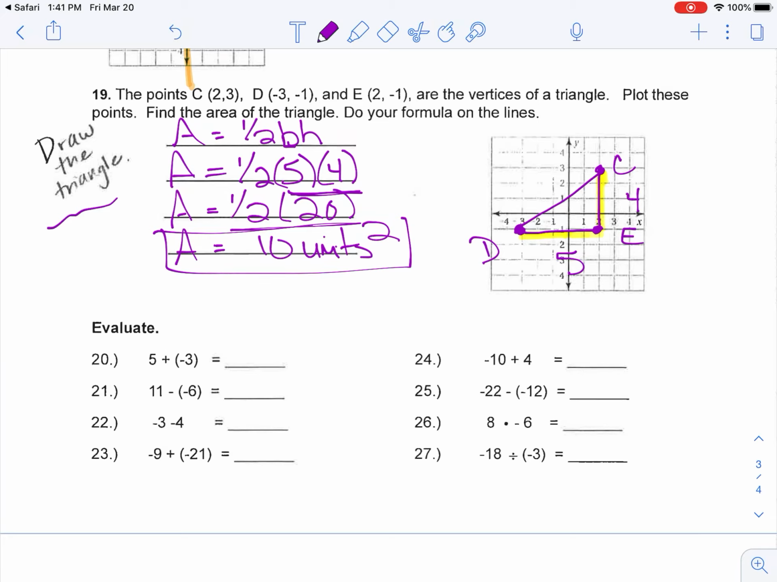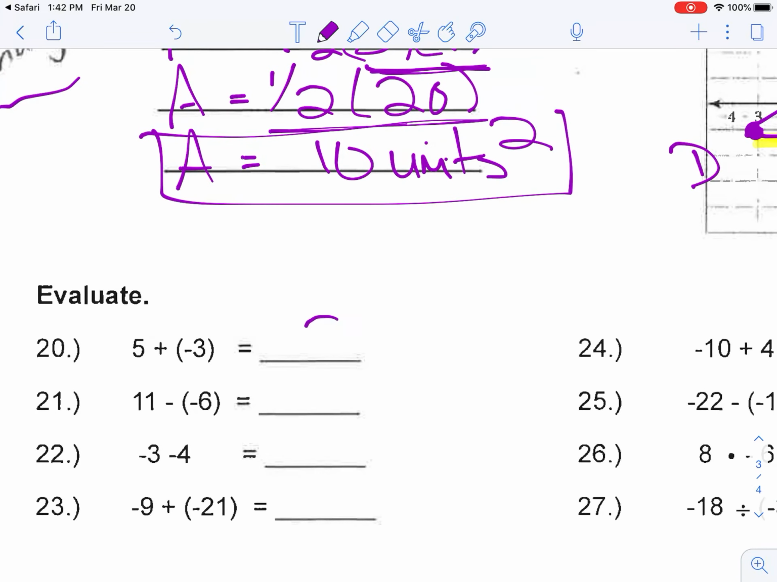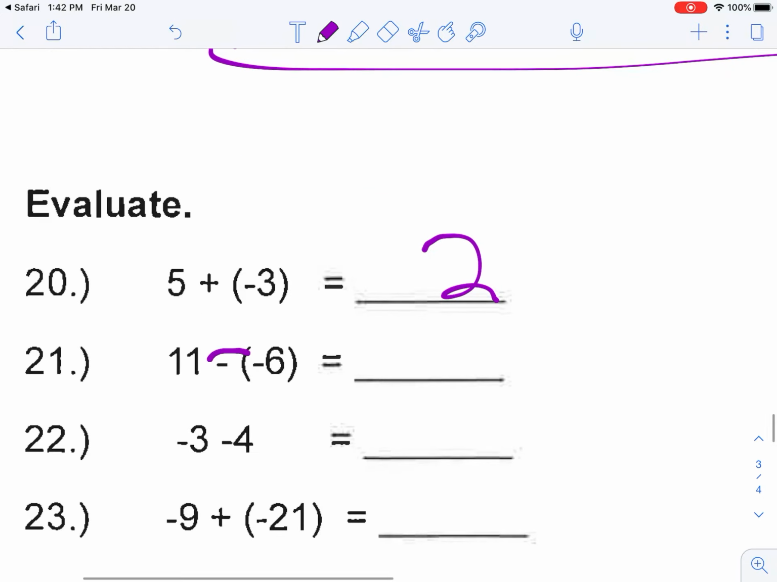These are different signs. You're going to find the difference. The difference of 5 and 3 is 2. There's more positives, so it's a positive 2. Number 21, I see minus a negative, which we cancel and make into positives. This is 11 plus 16. Same sign, find the sum. The sum is 17. Number 22, that's a negative 3 minus 4.